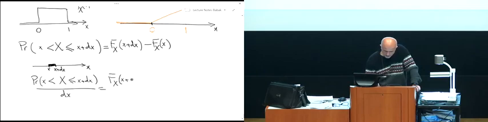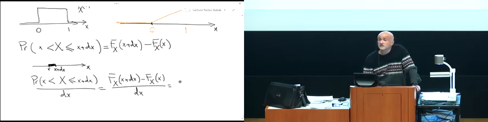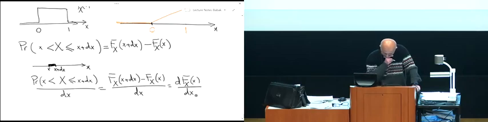What does the right-hand side remind you of from calculus? Well, we're not there yet, but what does this look like? If dx is small enough, it's the derivative of the cumulative distribution function.